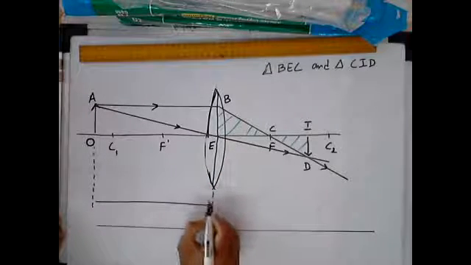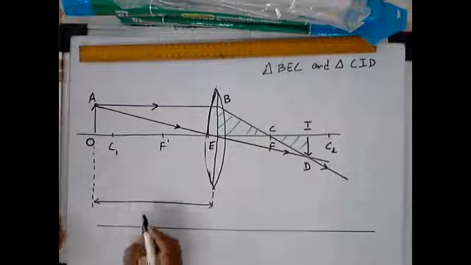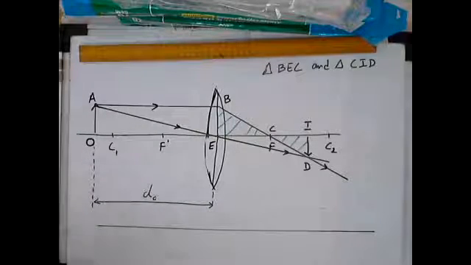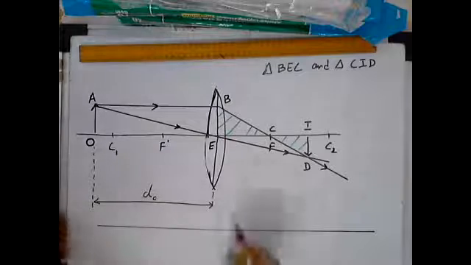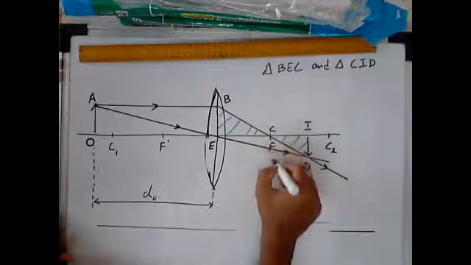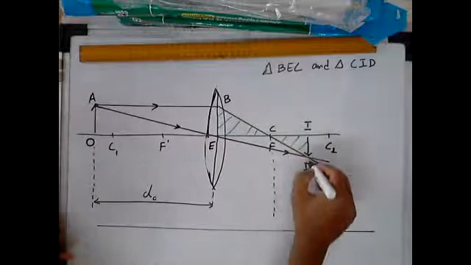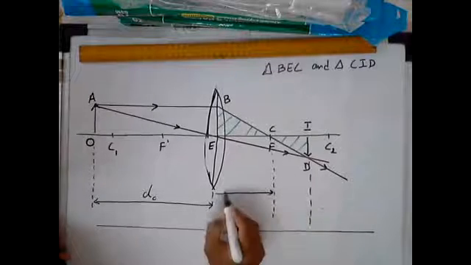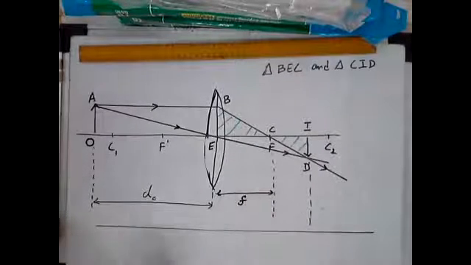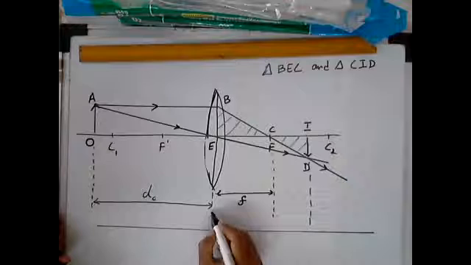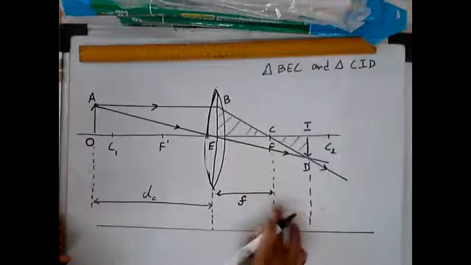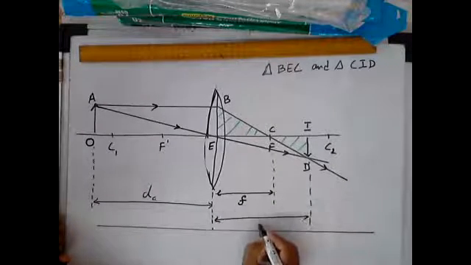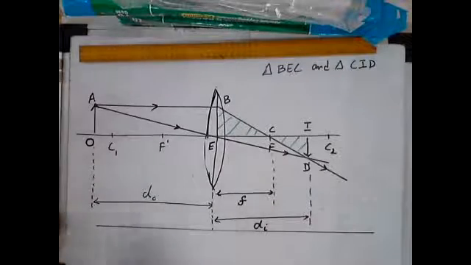This distance over here is what is known as the object distance. There are two more points. This distance over here is of course the focal length, and this distance is the distance of the image.